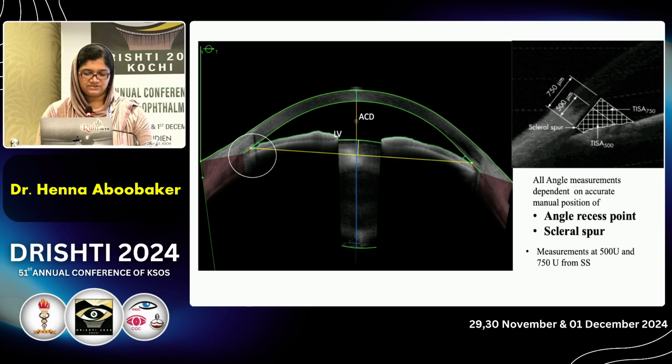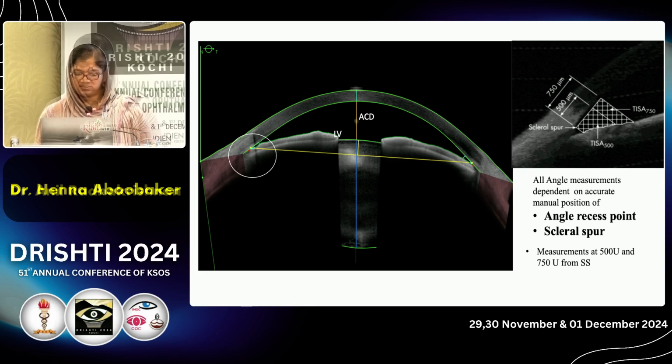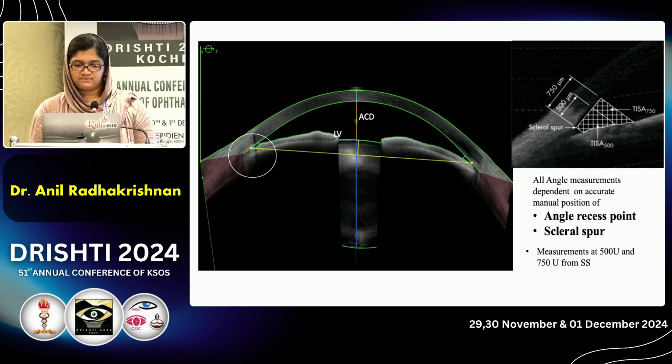This is the anterior cross-sectional image of the angle. All the angle measurements were dependent on the accurate manual positioning of 2 points, the angle recess point, which is shown in red, and the scleral spur shown in yellow. And the measurements were taken at 500 and 750 microns from the scleral spur, as shown on the right side.